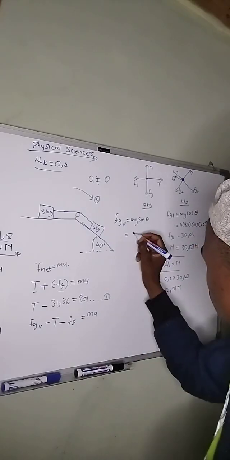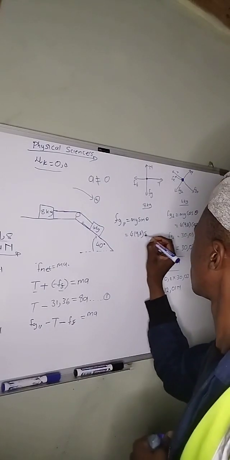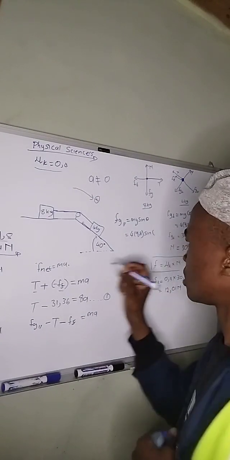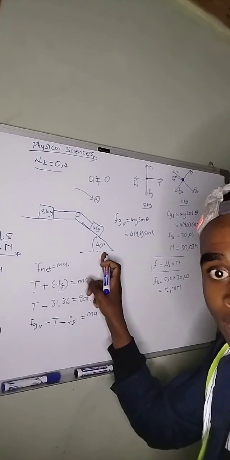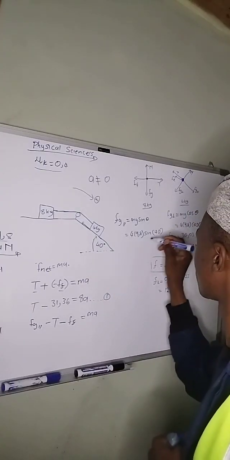Yes, it's going to be 4. This one is going to be constant, 9,8 sine. The theta is going to be the same, right? So it's going to be 40 degrees.